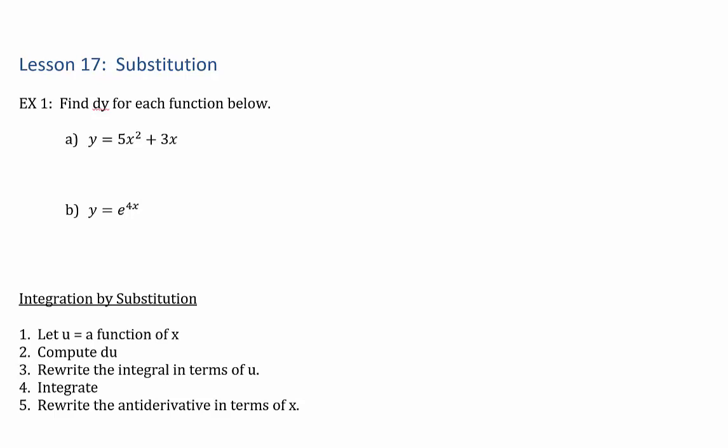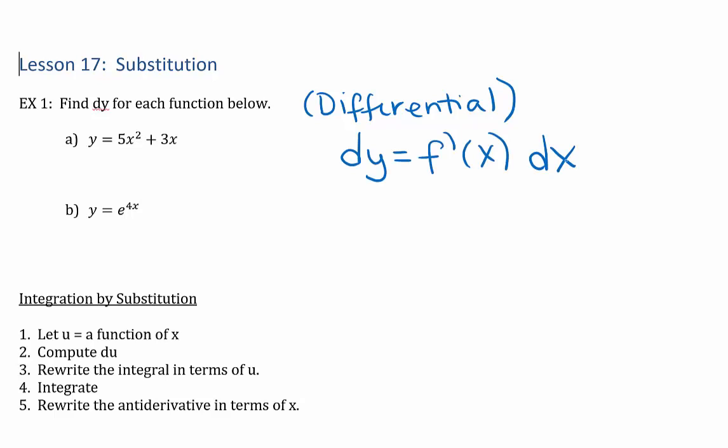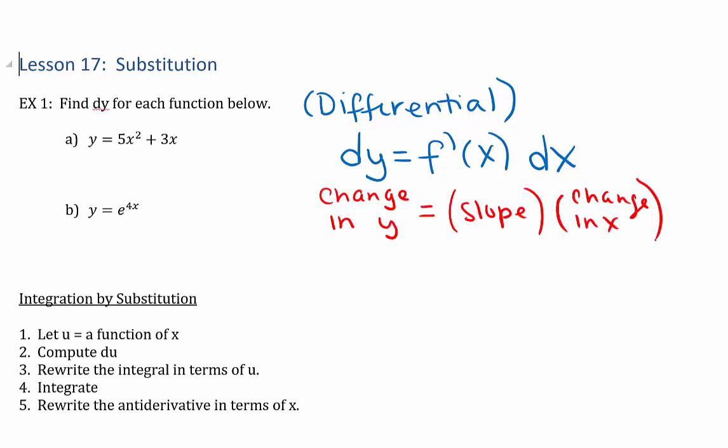So before we get started, I need to define something called the differential. And the differential dy is defined to be the derivative f prime times dx, which is really another differential. This is really just a calculus way of saying that your change in y equals your slope of the tangent line times your change in x. But what we need to know for this class is just how to compute the differential.